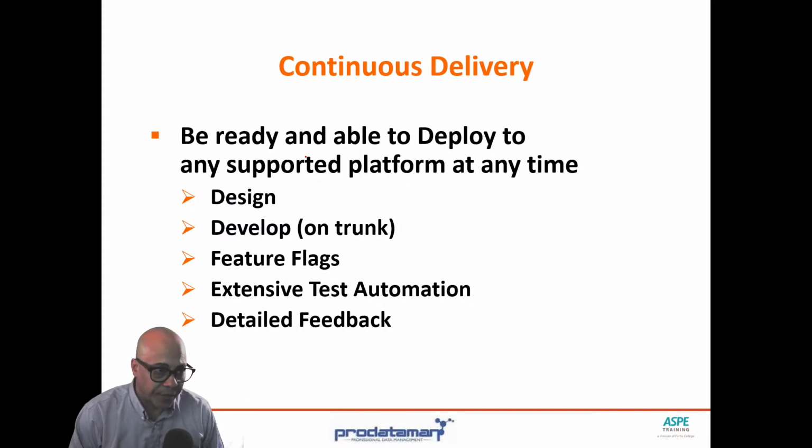Continuous delivery, if you remember, the definition is to be ready and able, most important words in the definition, to be ready and able to deploy to any supported platform at any time. And really what should be added to that is any supported version. Because if you have clients that are running an older version of your solution and they call the help desk with an issue, if you don't have that older version of the solution installed somewhere, then you cannot replicate their issue. So we need to be able to deploy at any time any supported version of the solution to any supported platform that our customers might be running, so we can replicate any issues that they happen to have.